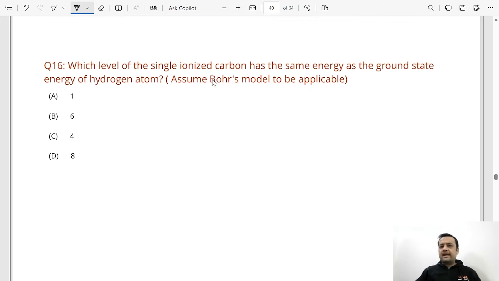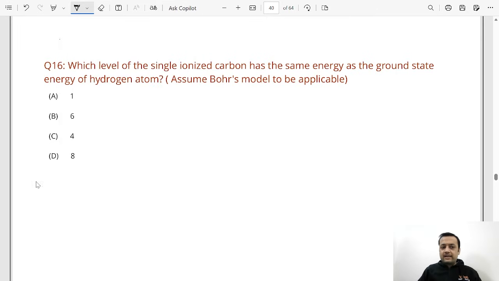Which level of singly ionized carbon has the same energy as the ground state energy of hydrogen? Assume Bohr model is applicable. Now look, Bohr model is only applicable for single electron ions or particles, but singly ionized carbon will have 5 electrons because carbon has 6 electrons. Singly ionized means 1 electron has been taken out, which means 5 electrons are present. But since the question says to assume Bohr model to be applicable, that is what we will do.